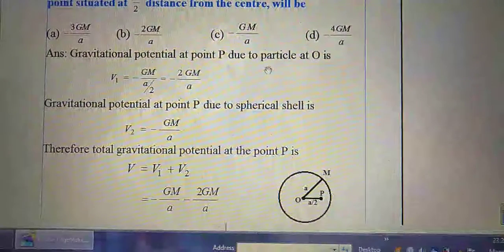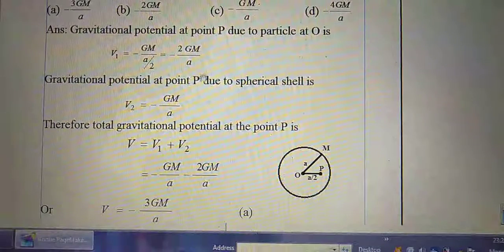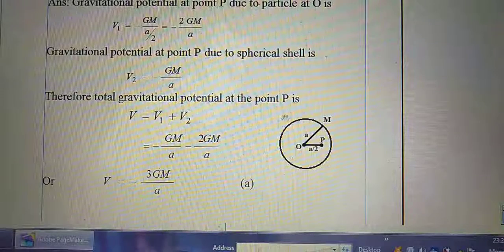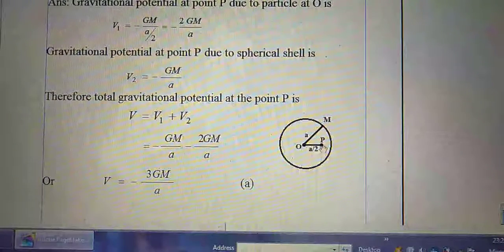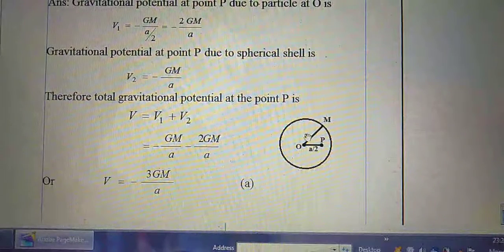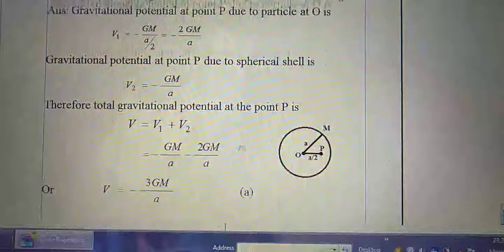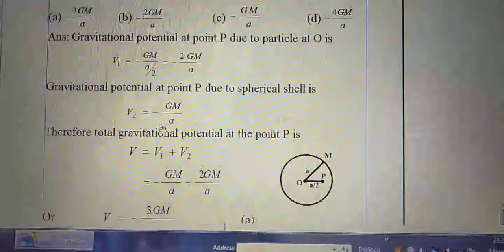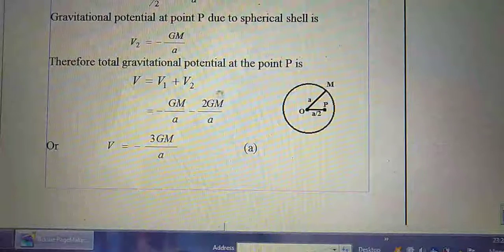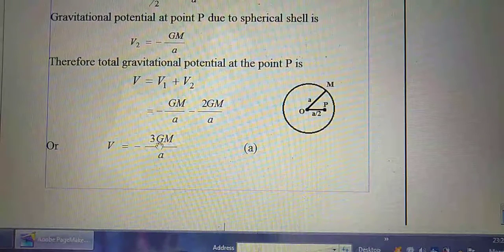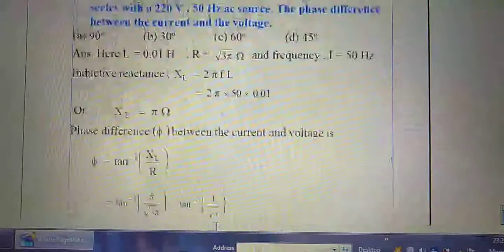Gravitational potential at P due to particle at O, V1 equal to minus gm by a by 2. Okay. Now we have to find out the potential at P due to the whole sphere which has mass m. We know that for a spherical shell, potential at the surface and inside have the same value, that is minus gm by a. So net potential will be V1 plus V2. Okay, after calculation we find it as minus 3 gm by a. So the right option is A. Okay, next question.